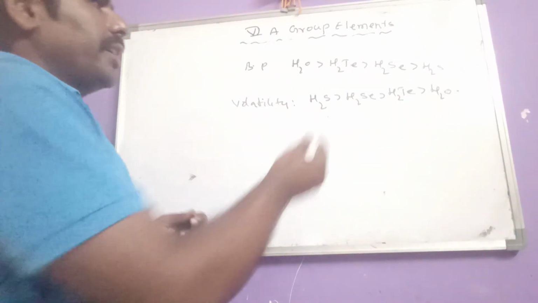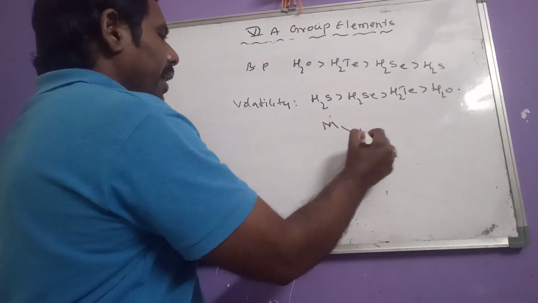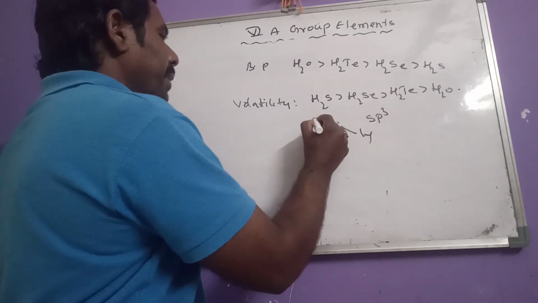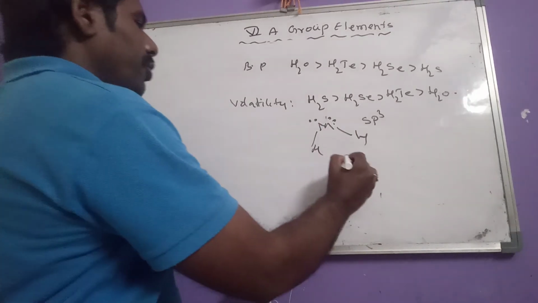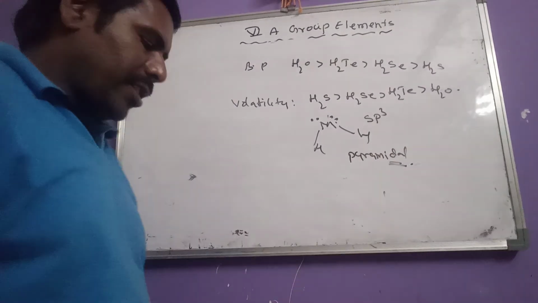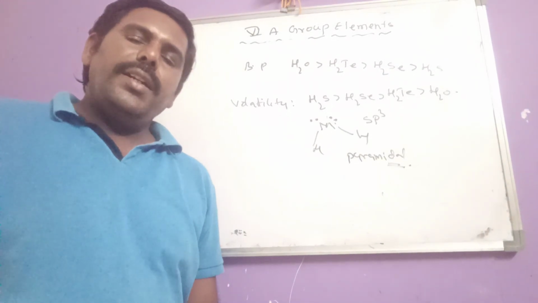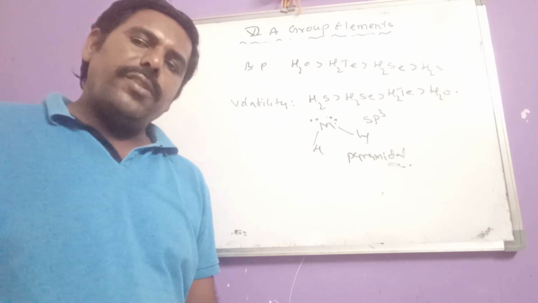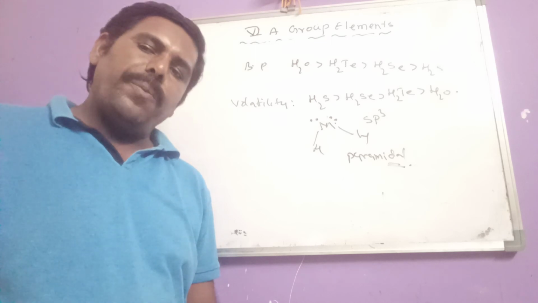And what is the structure of 6th A group hydrides? In 6th A group hydrides, the central atom undergoes sp3 hybridization and has two lone pairs of electrons, and due to that the structure is pyramidal. So these are the things regarding hydrides of 6th A group elements. In our next video, let us go for oxides of 6th A group elements.